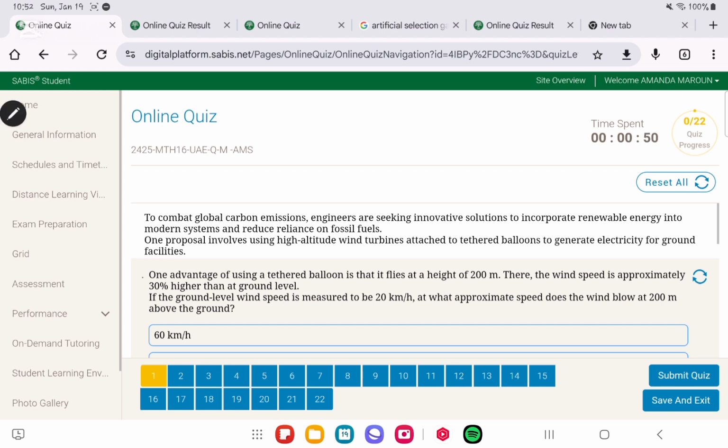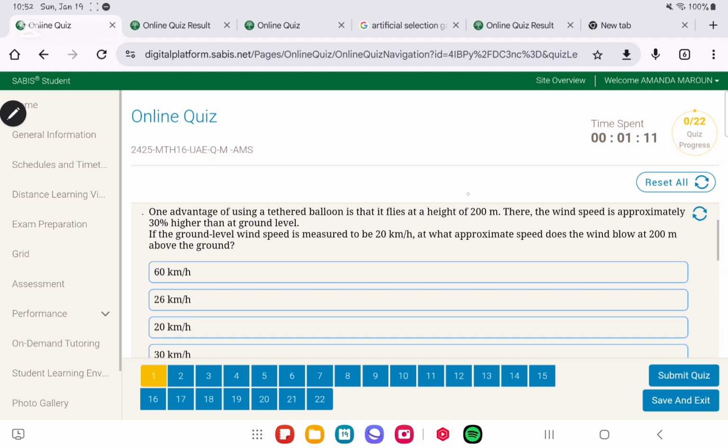So let's start. To combat global carbon emissions, engineers are seeking innovative solutions to incorporate renewable energy. So they're just finding solutions to stop using fossil fuels and to make energy without using fossil fuels. Now, one advantage of a tethered balloon is that it flies at a height of 200 meters. There, the wind speed is approximately 30% higher than at the ground level.